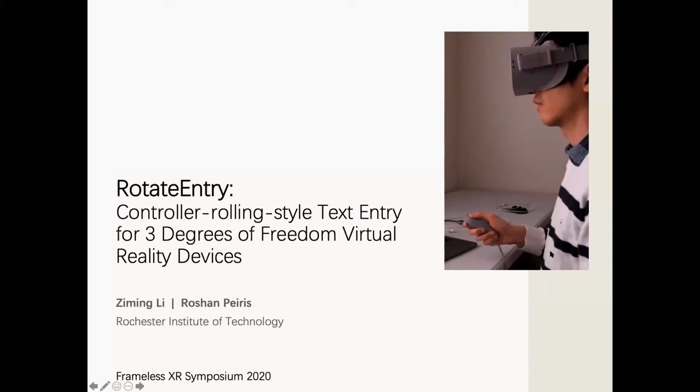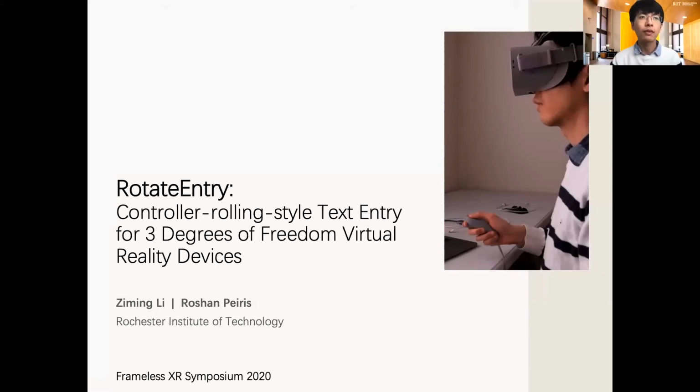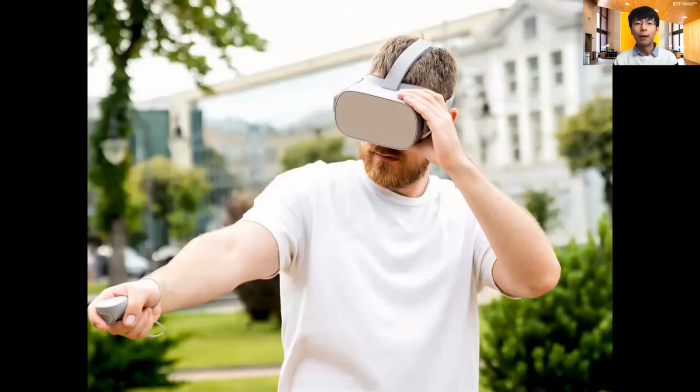Today I'm going to introduce RotateEntry, which is a controller rolling style text entry method for 3 degrees of freedom virtual reality devices. Many recent commercial VR devices, such as the Oculus Go and Google Daydream, feature 3 degrees of freedom controllers. Such a 3 degrees of freedom VR device can support activities with less movement, such as web browsing, watching videos, and VR socialization.